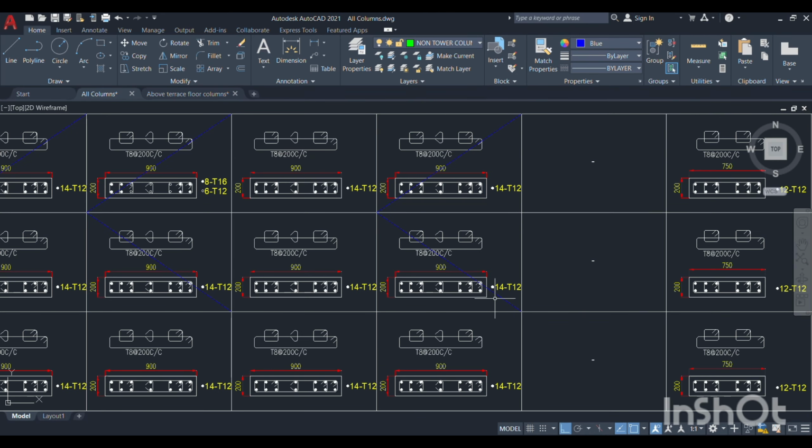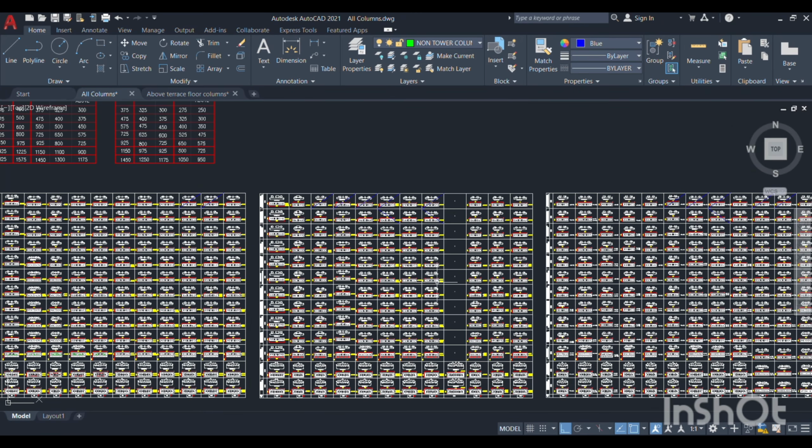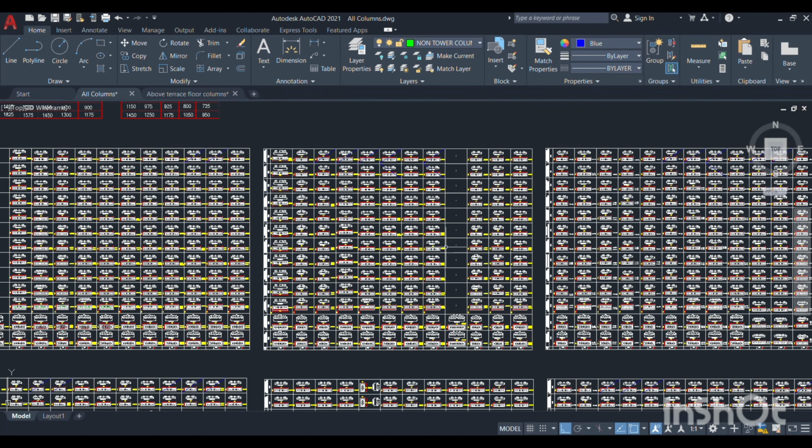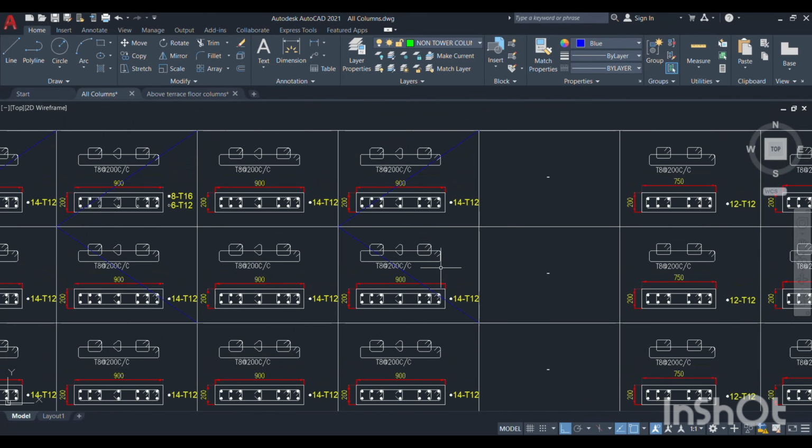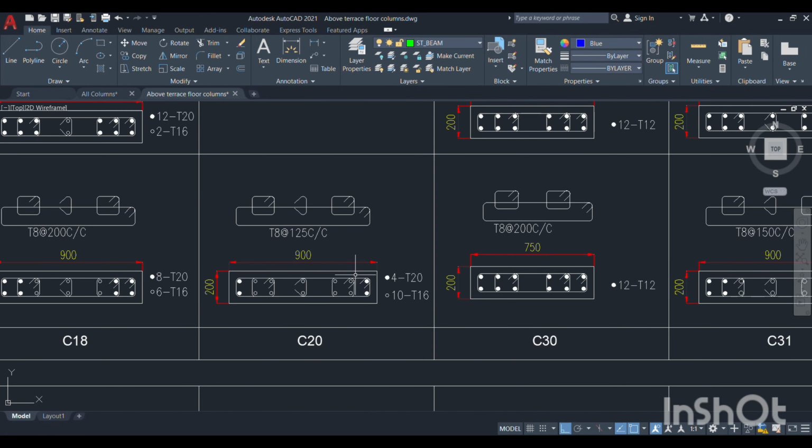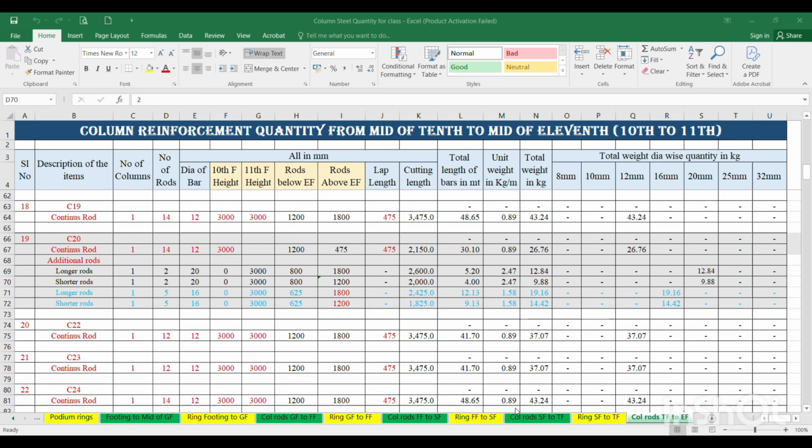Here this is C20, all 14 number of 12 is there. But here there is no 12 dia coming at this level. That's why here also all the 12 will terminate. You see 14 number of 12 dia, only 10th floor height is there. There is no 11th floor height because this rod is not going to the 11th floor. Only the rod below the 11th floor I am taking, and for the rod above the 11th floor, only lap length, and this is the lap length for the below rod.